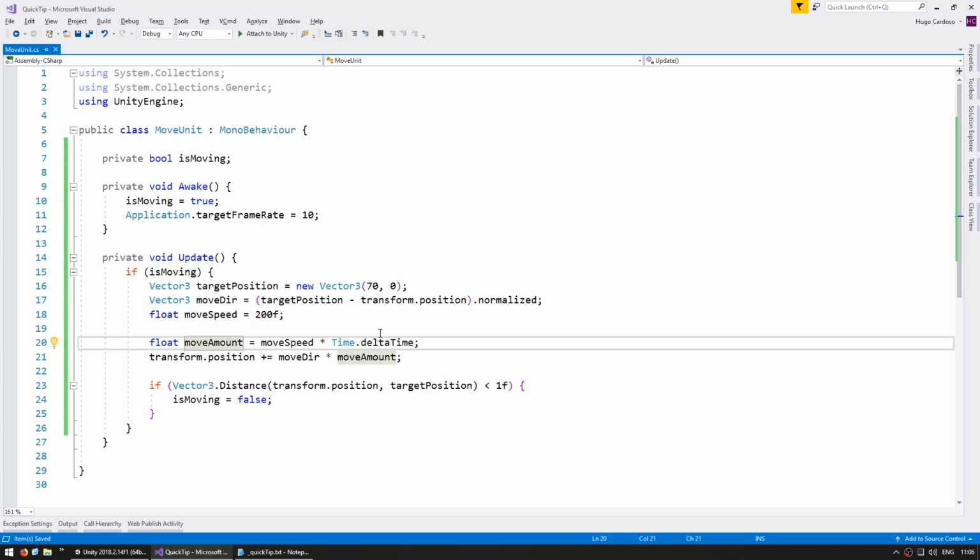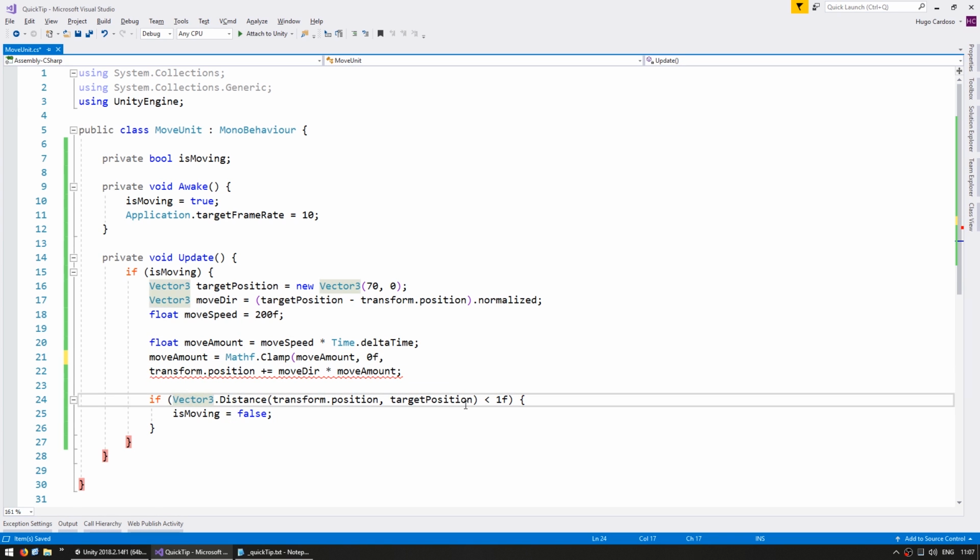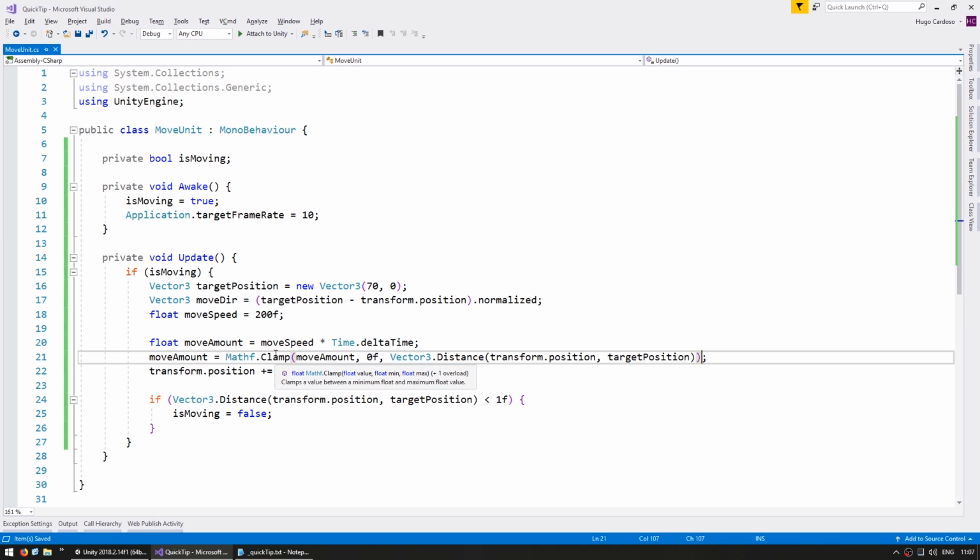So the fix in here is very simple. We just clamp our move amount to never go past the target position. So we simply do this. The Clamp function takes a value and returns that value between a certain minimum and a maximum. So in here, it is perfect for validating our move amount. If the move amount is larger than the actual distance remaining, then it will be capped to that distance.